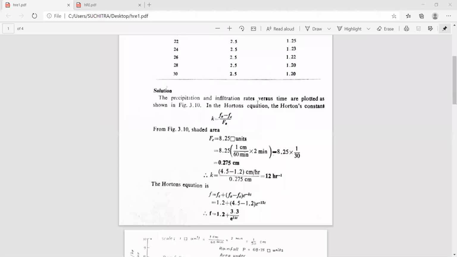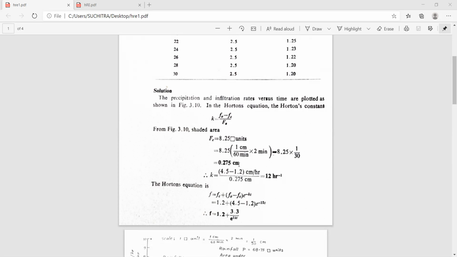Now the precipitation and infiltration versus time are plotted as shown in the figure. In Horton's equation, the Horton constant value is required. Horton's equation is of the form F is equal to Fc plus (F naught minus Fc) into e to the power of minus kt. So you want this constant k. This constant k is nothing but (F naught minus Fc) divided by capital Fc. In our case, we have calculated from the graph that the shaded area below that infiltration curve is 8.25 square units. If you multiply it by the scale, you will get it as 0.275 centimeter.